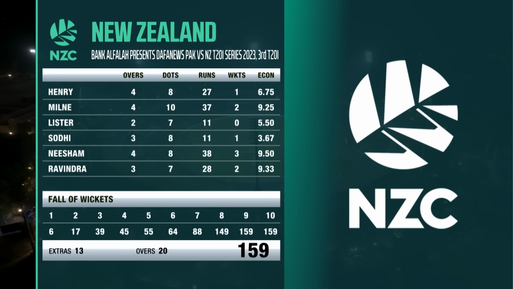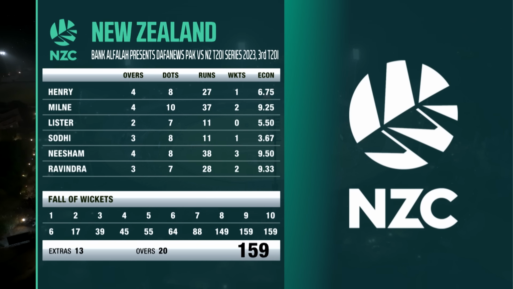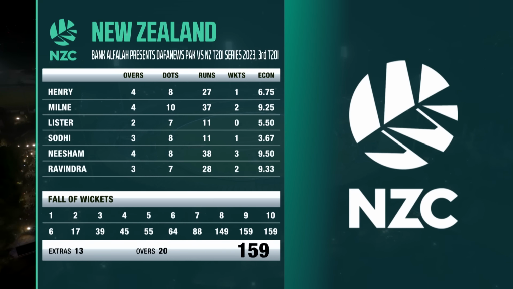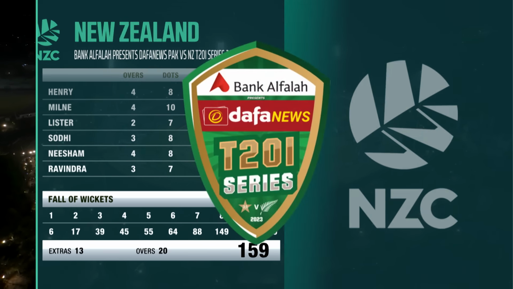A brilliant bowling performance from New Zealand after the first 2 losses. They came back with a game plan and got early wickets, and the wickets kept falling throughout. 3 for 38 for Neesham, 2 for 37 for Milne, 1 for 27 for Henry, and of course 1 wicket for Sodhi. Not to forget Ravindra also getting 2 for 28 in that bowling analysis.